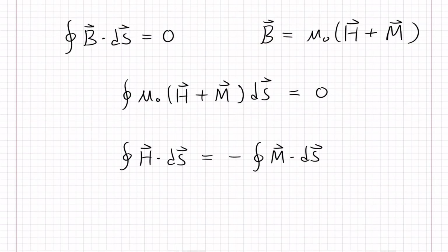By now we have learned that the integral of B dot dS through a closed surface equals 0, and the magnetic flux density field is equal to mu0 multiplied by the sum of the magnetic field intensity and the magnetization. If we substitute B into the integral, we find that the integral of H dot dS around a closed surface is equal to the negative of the integral of M dot dS over the same closed surface. With this information, we can start solving our problem.